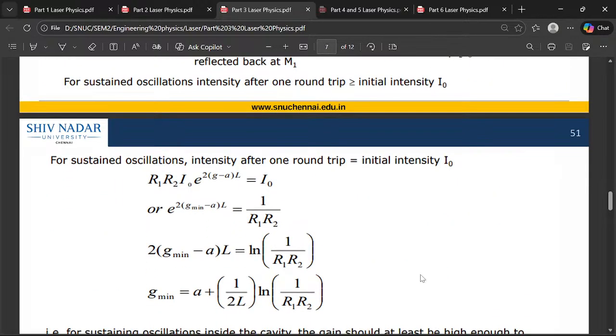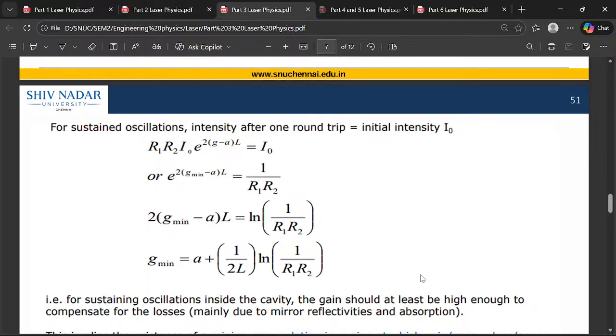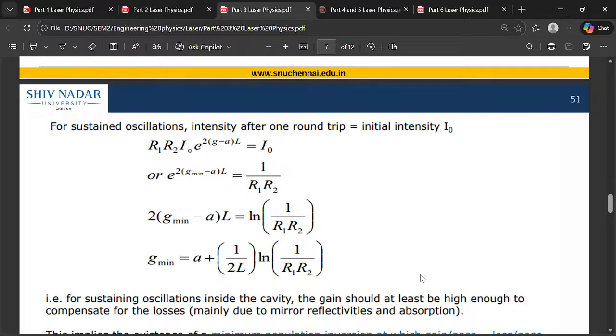For sustained oscillation, when the light goes from mirror 1 to 2 and back to 1, that is one pass. It must sustain the same intensity, so the formula that we have derived must be equal to I naught. So e to the power 2 (g minimum minus a) L is equal to 1 divided by R1 R2.